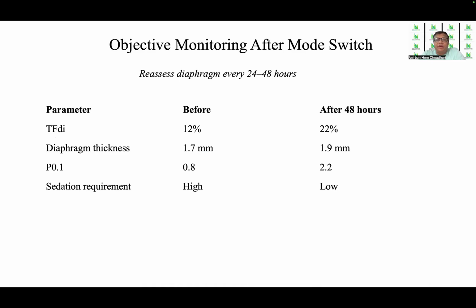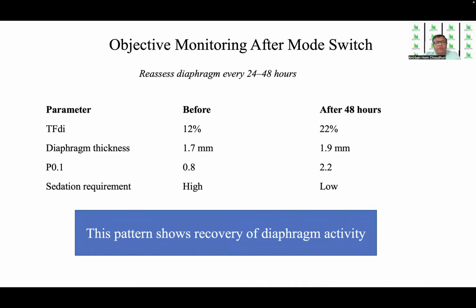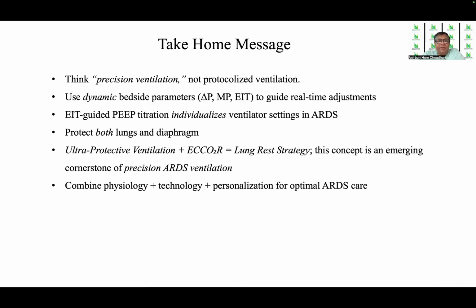With objective monitoring after the mode switch, we can see that the thickness improves from 1.7 millimeters to 1.9. The fractional thickening percentage also improves. The P0.1 improves and the sedation requirement becomes low. And this pattern shows recovery of diaphragm activity.